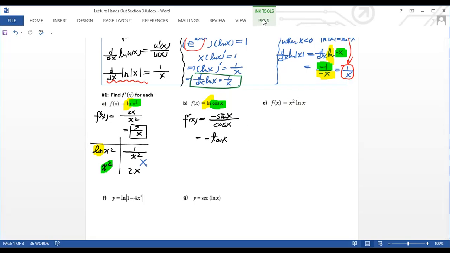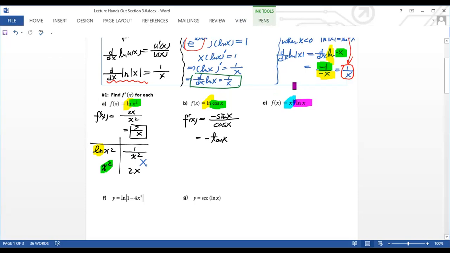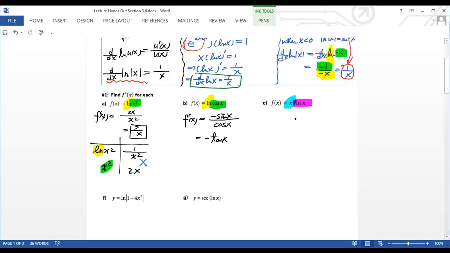Okay. Now let's take a look at this one. You see, I have x squared and I have a natural log x. So it's x squared times natural log x. What rule do I need to apply here first? We need to apply the product rule, right? So this is f prime x. I take the derivative of the first one, x squared, the derivative is 2x. Now hold the second one still.